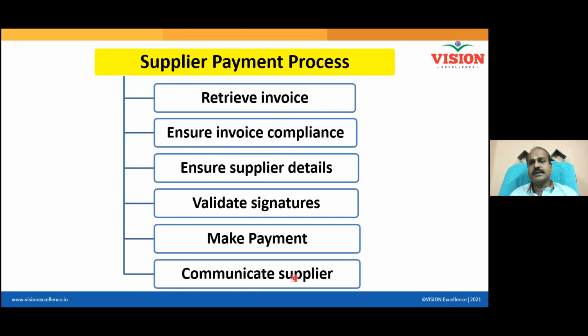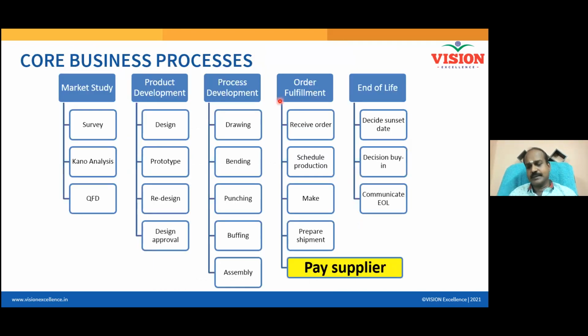These are called the tasks. Individual, like the down level tasks. A process will have a lot of tasks, isn't it? And each and every task is listed. And here only the individuals will be working. But supplier payment is a level 2 process, and it comes under order fulfillment.